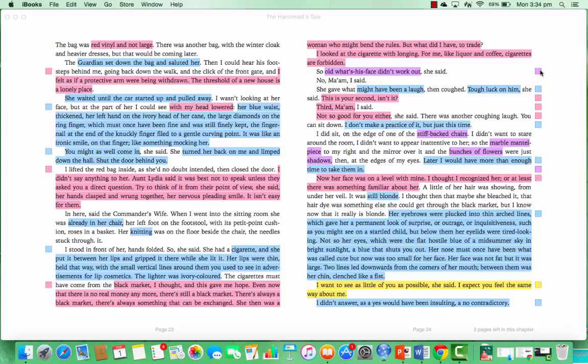The cigarettes must be black market, I thought, and this gave me hope. Even now that there is no real money anymore, there's still a black market. There's always a black market. There's always something that can be exchanged. She then was a woman who might bend the rules, but what did I have to trade?